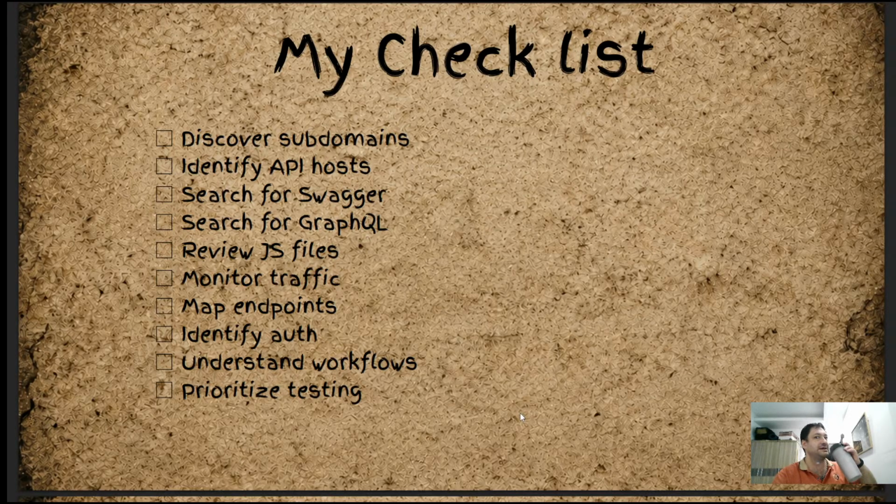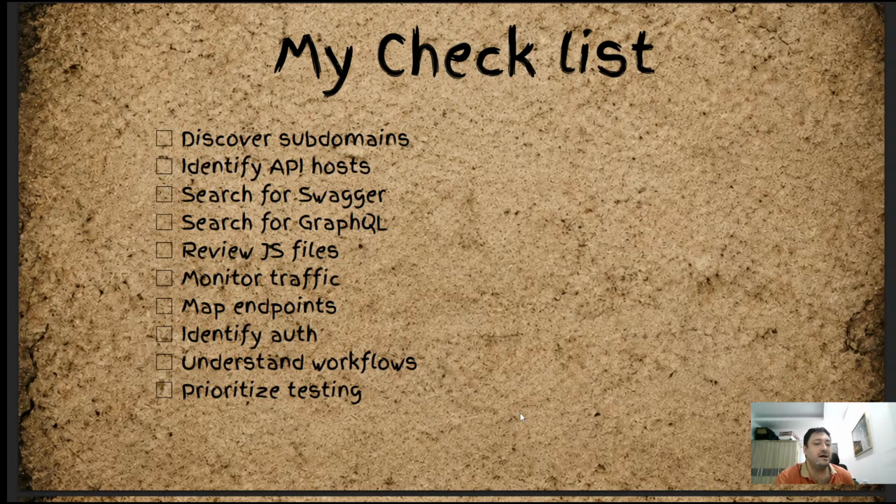Okay, so let's go through my checklist. Again, look for subdomains, identify API hosts, search for Swagger files, search for GraphQL. These are really telling information. Look for JavaScript files. You can look for that in developer tools. Monitor traffic. See what's flying through your Caido, what's flying through your Burp Suite. Sometimes always capturing information first isn't always great. Just start clicking around, see what it's doing, because a lot of times you'll find some weird information that you may not know about.